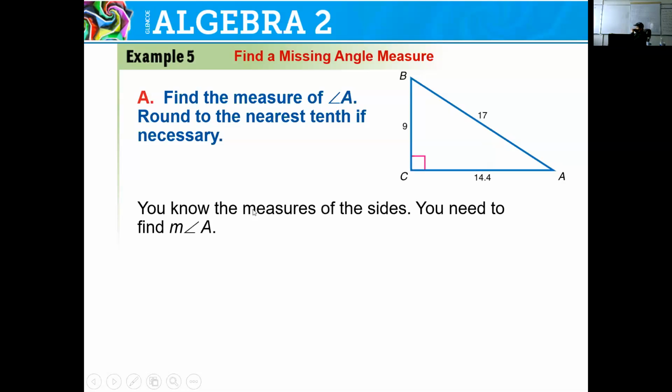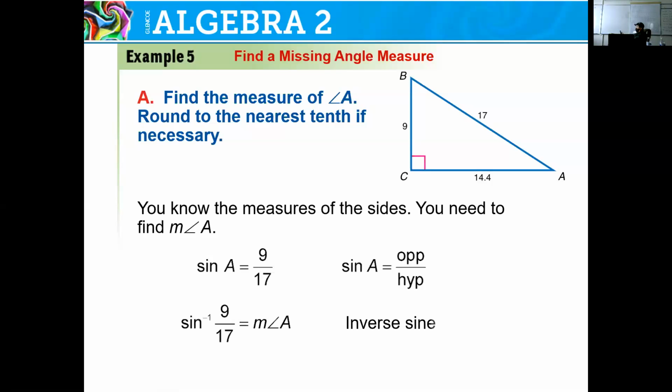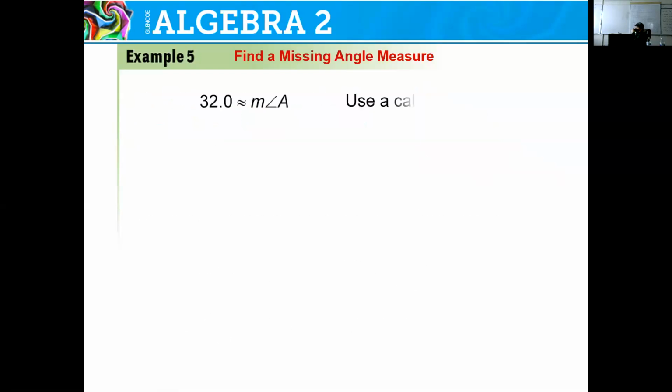You know the measure of the sides, you need to find the measure of angle A. Sine of A is 9/17, so we use sine inverse. Sine inverse of 9/17 is equal to the measure of angle A. All that is just plugging it into the calculator. We hit second, get the sine inverse, 9 divided by 17, hit enter, and your calculator will give you 32 degrees as the measure of angle A.